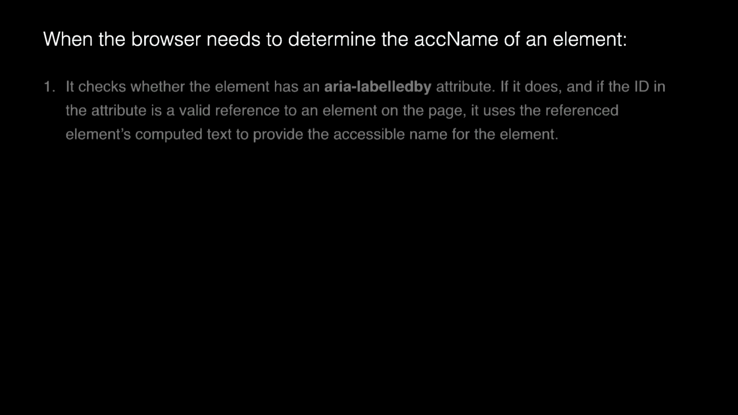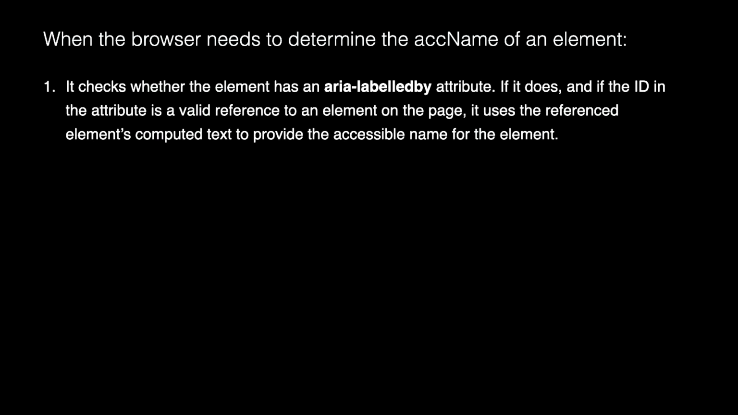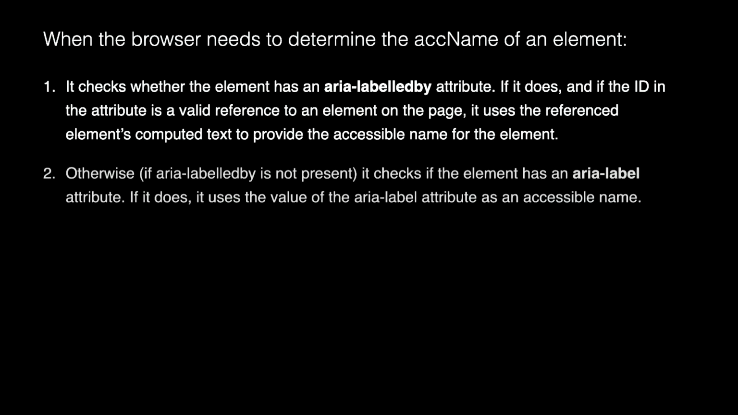So when the browser needs to determine the accessible name of an element, first, it checks whether the element has an ARIA labeled by attribute. If it does, and if the ID in the attribute is a valid reference to an element on the page, it uses the referenced element's computed text to provide the accessible name for the element that aria labeled by is used on. Otherwise, if aria labeled by is not present, it checks if the element has an aria label attribute. And if it does, it uses the value of aria label as an accessible name.